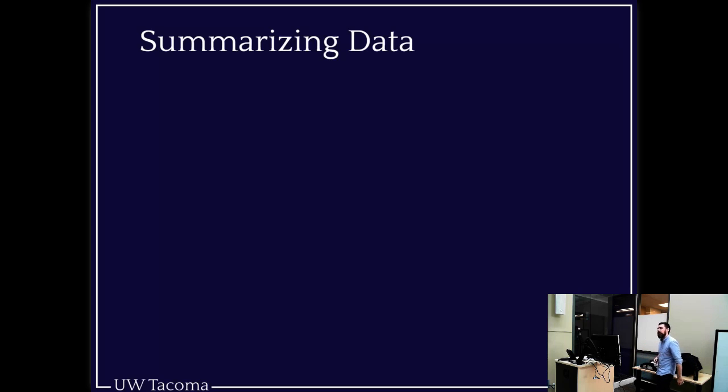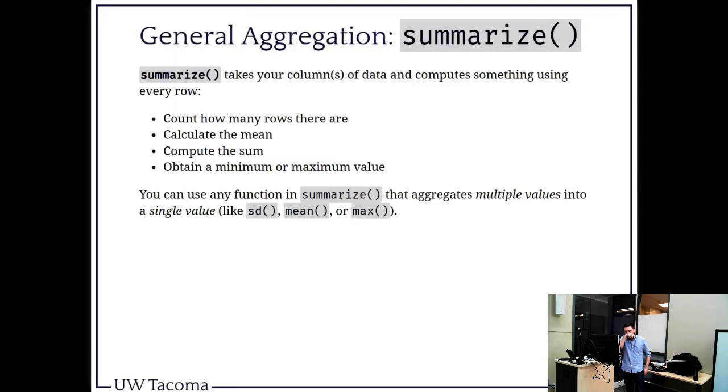So we're going to move on to summarizing data. dplyr has a function for general aggregation of data called summarize. What summarize does is it will take the columns of your data and compute something across those columns, down the run of the column, using every single row that you give it. You might want to do something basic like count how many rows there are. Let's just get a sample size, right? Calculate the mean of a row or multiple rows. Compute the sum of a row or multiple rows.